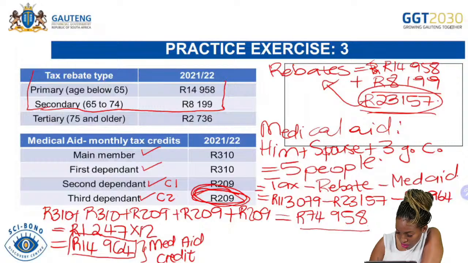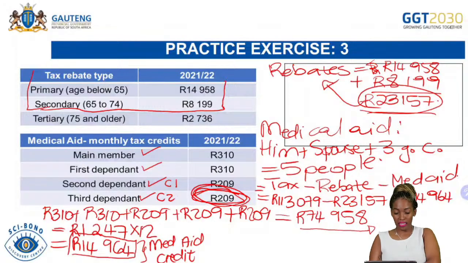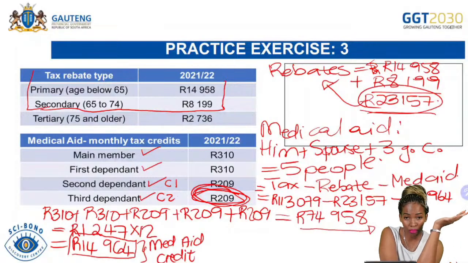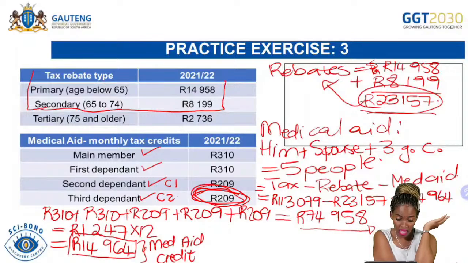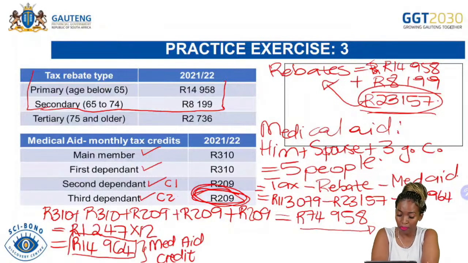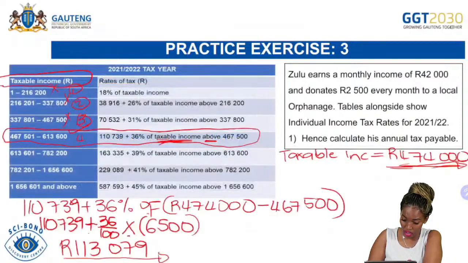74,958. So this is the total amount of tax that Zulu is going to pay for the 2021-2022 tax year, once we've subtracted the rebate, once we've subtracted the medical aid. So this was quite a lengthy one, a bit complicated, but don't panic. Let's quickly revise this section.